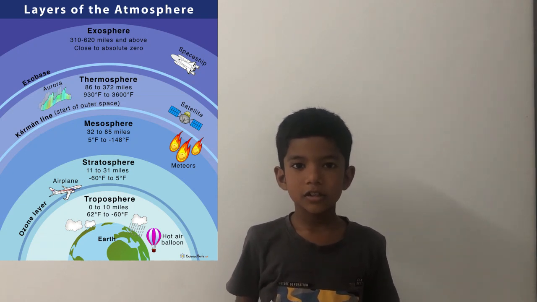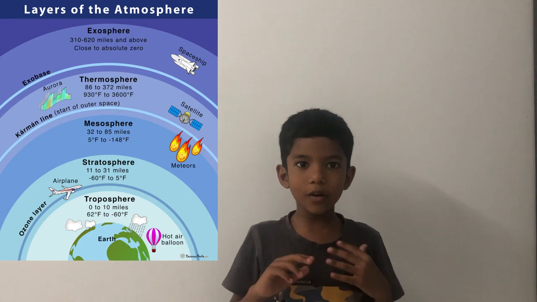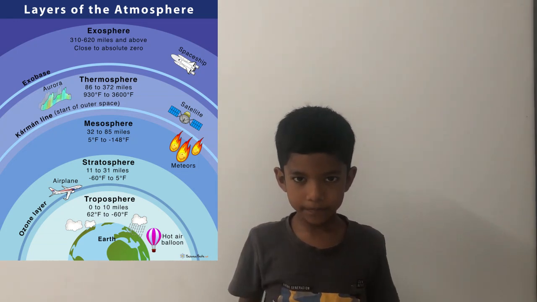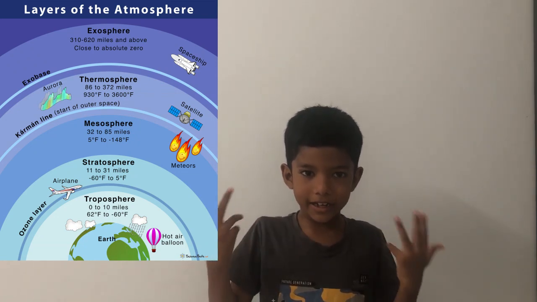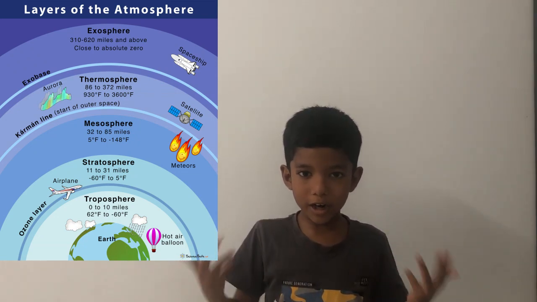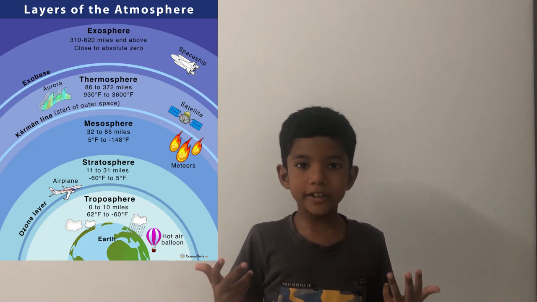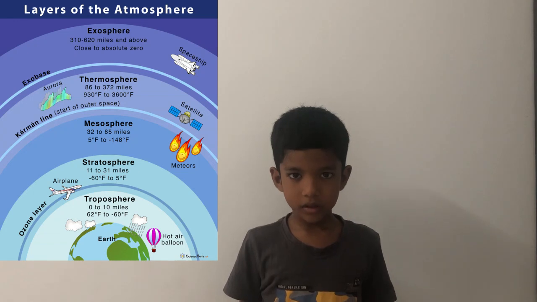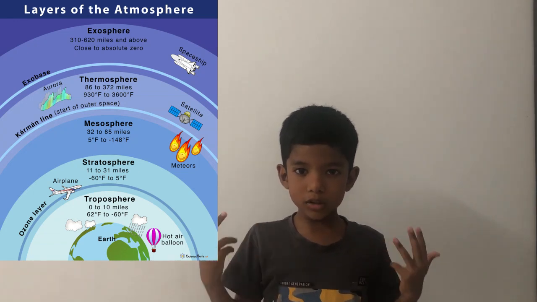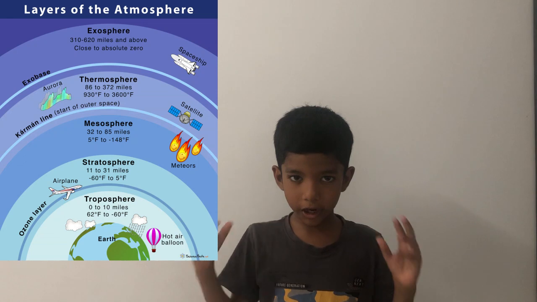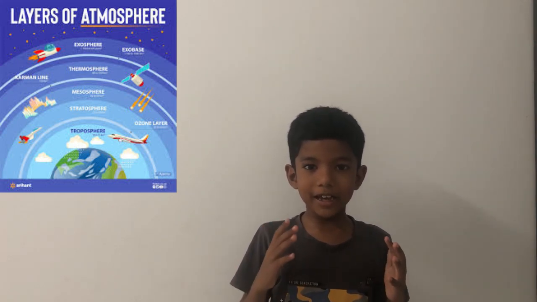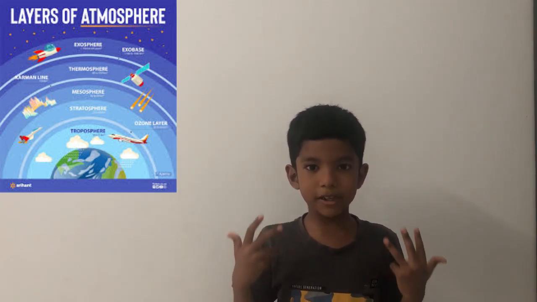First is troposphere. The air we breathe, right? It is in the troposphere. The next layer is stratosphere. It is the second layer of the atmosphere. There are the most clouds in that layer. The next layer, we have mesosphere. It has thick and dense air in mesosphere.